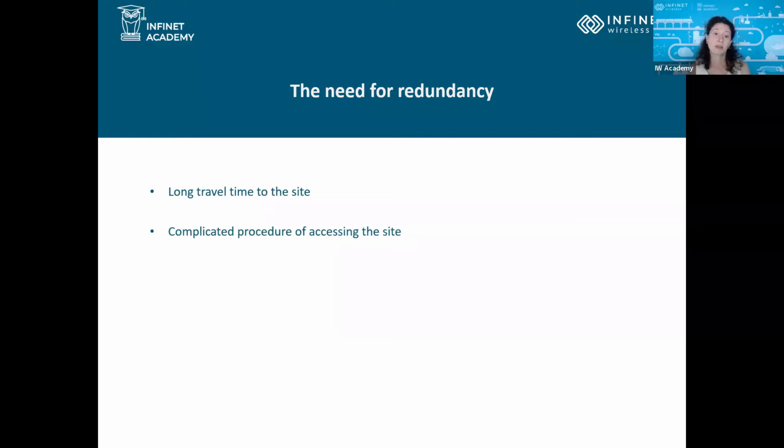Another example is when the procedure of getting to the site is very complicated. For example, the approval procedure might take several hours or a day. So during this time, the connection will remain down unless a backup is installed. Redundancy is very important for the enterprise last mile connectivity as well, or for the mining industry, where a lot of money can be lost in the event of a link downtime. So the backup links are usually mandatory in this case.